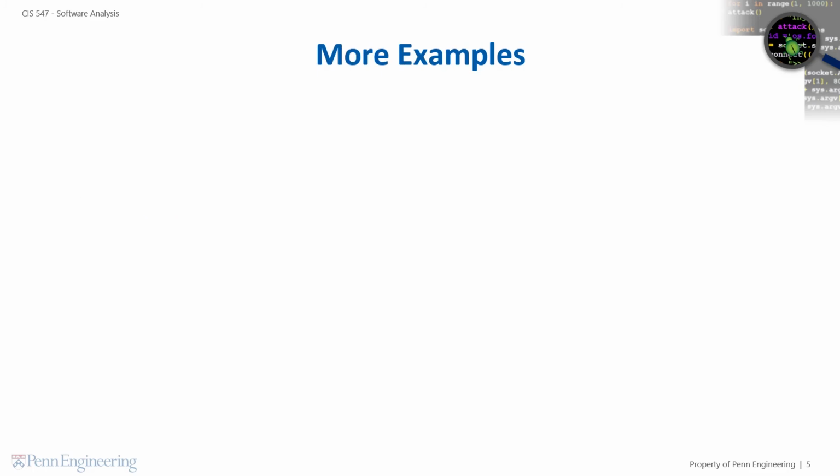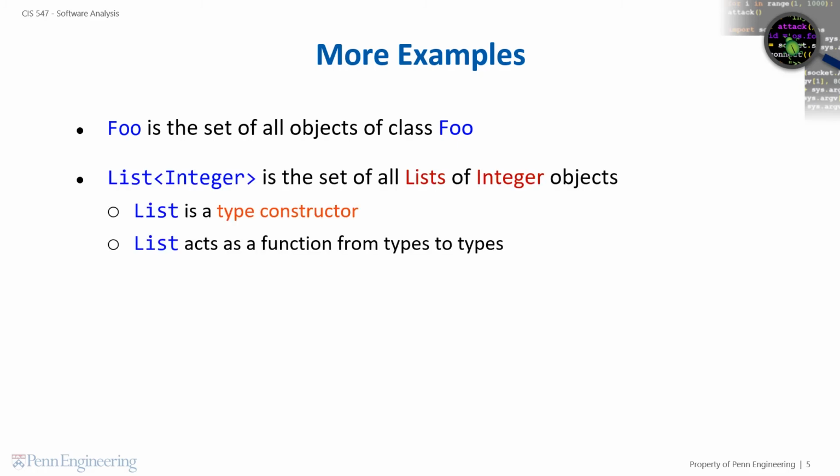Moving away from primitive types in Java, we can come up with more complex examples. If we have a class named foo, then the foo type is the set of all objects of class foo. List of integer is the set of all list objects which contain integer objects. Note that list is a type constructor. It can be treated as a function that takes one type, in this case the integer type, and maps it to another type, in this case the type of lists of integers.